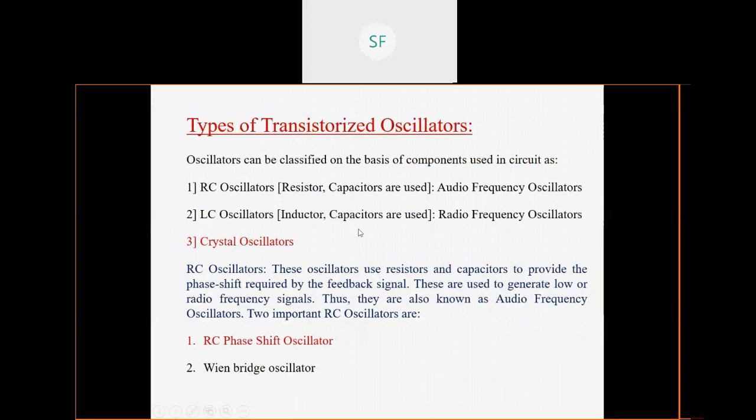And these are the classification of your transistorized oscillators. There is RC, LC and crystal. And you don't have LC oscillators in your syllabus. RC is further classified into two types, RC phase shift oscillator and Wien bridge oscillator. Again, Wien bridge is not in your syllabus. RC phase shift oscillator is there and crystal oscillator is there.